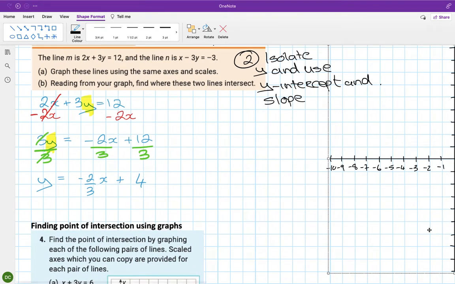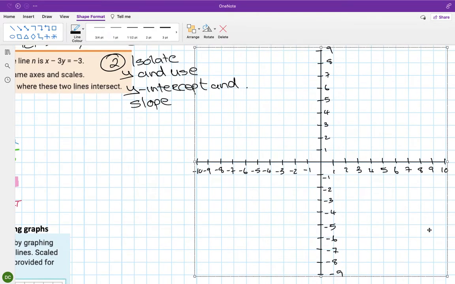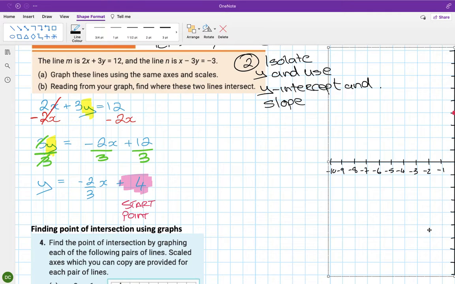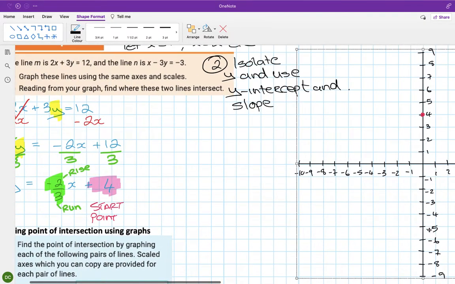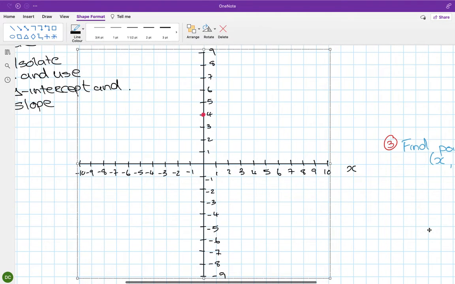Now I go back to my line, and hopefully you remember how to do this. The y-intercept is your start point. So I'm going to go over to my graph, go to where y is 4, and put down a pink dot. And then your slope is your rise and your run, and you run first. So I'm going to run 3, and then rise minus 2, which means I'm going to go down 2. I'm going to run 3 and down 2.